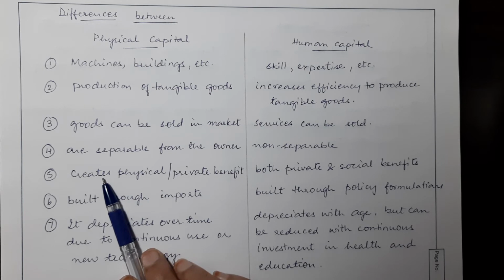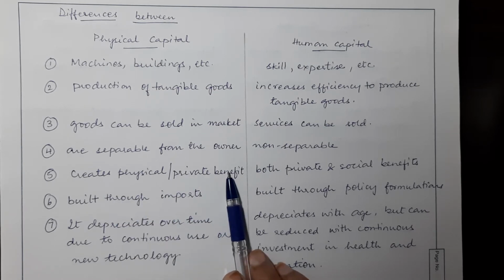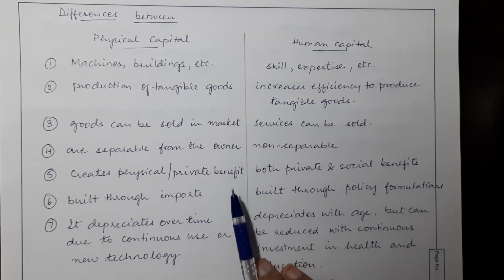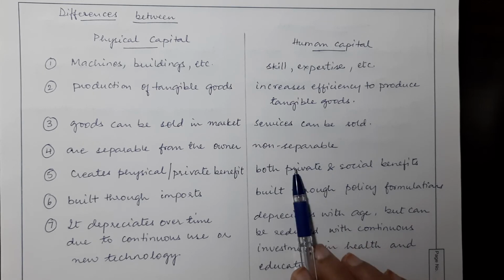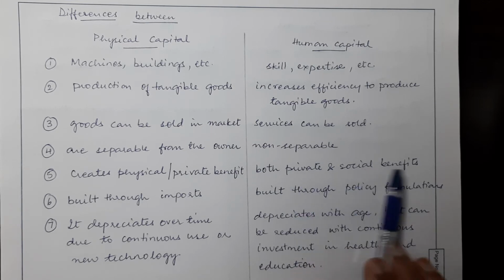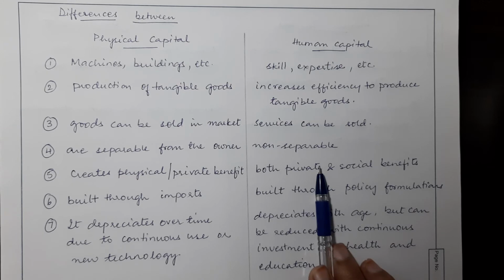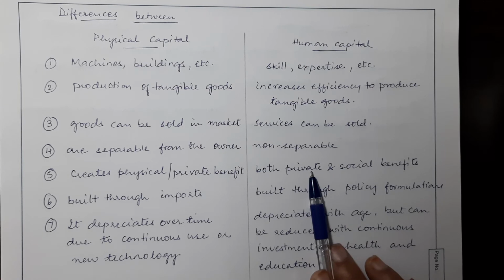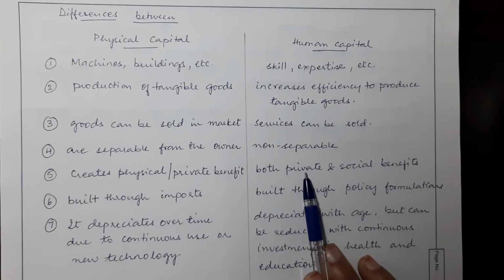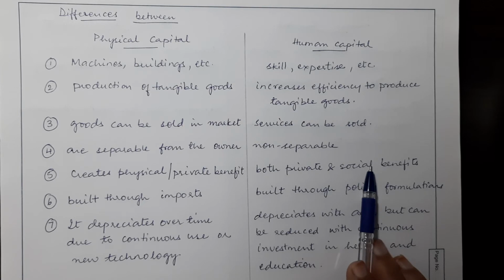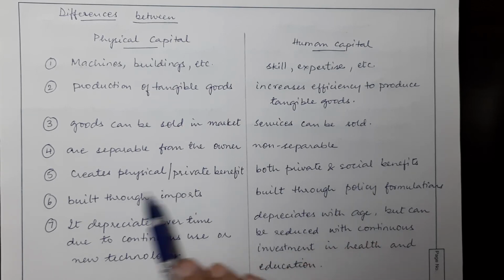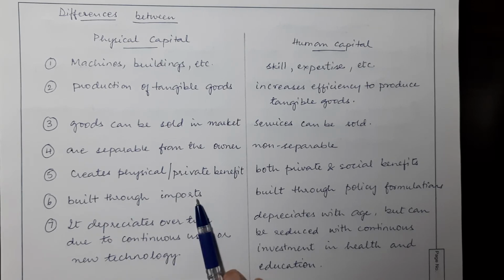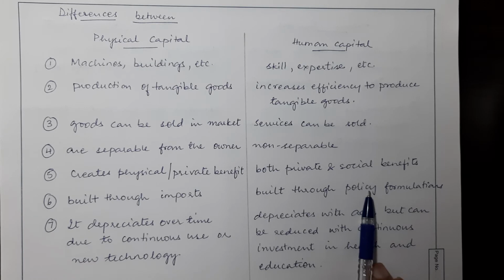This physical capital creates physical or private benefit. The benefit is only private. That means only to the person to whom the good belongs. Whereas human capital is both private as well as social benefit. Why private? Because it is non-separable from the person. So it provides a private benefit. It would benefit the person. It would also provide a benefit to the society. Then physical capital can be built through imports, whereas human capital can be built through policy formulations.